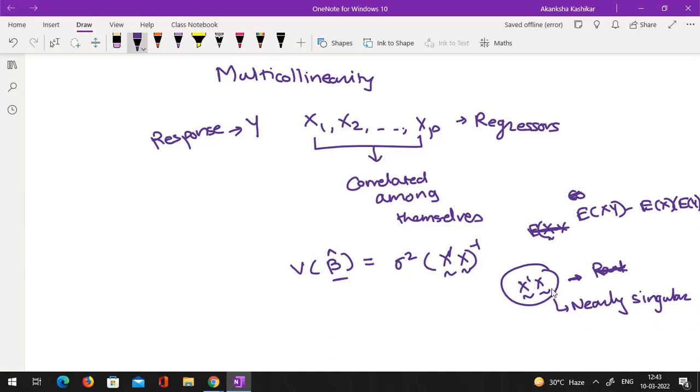If X prime X becomes nearly singular, then it means that the determinant of X prime X is quite close to 0. If it is quite close to 0, then when I am computing the inverse, does the determinant come into the picture? For the inverse of any matrix A, you have some formula involving the determinant, right? In linear algebra, what is that formula?